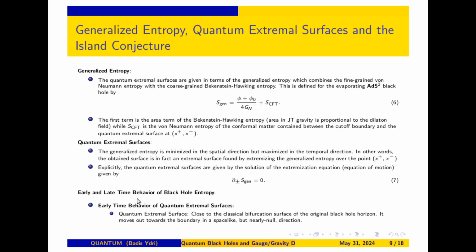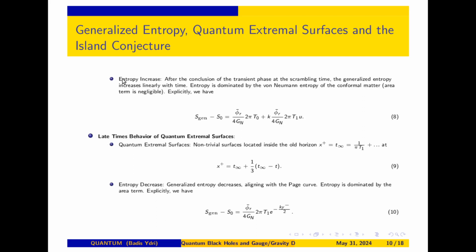At early times, the quantum extremal surface is close to the classical bifurcation surface of the original black hole horizon. During this period, the generalized entropy increases linearly with time, dominated by the von Neumann entropy of the conformal matter, as shown in equation 8. At late times, the quantum extremal surfaces are located inside the old horizon, as indicated in equation 9, leading to a decrease in generalized entropy.